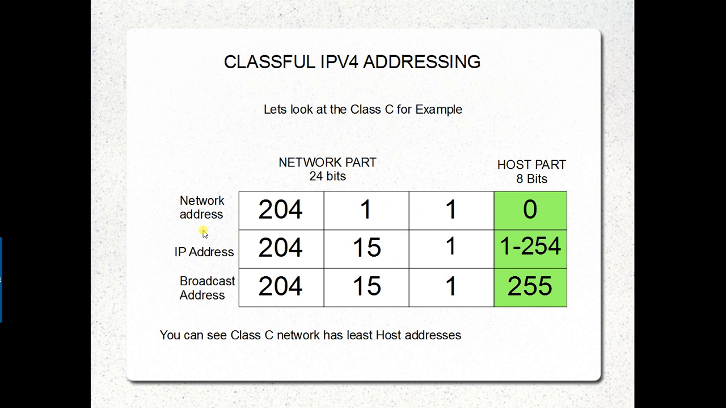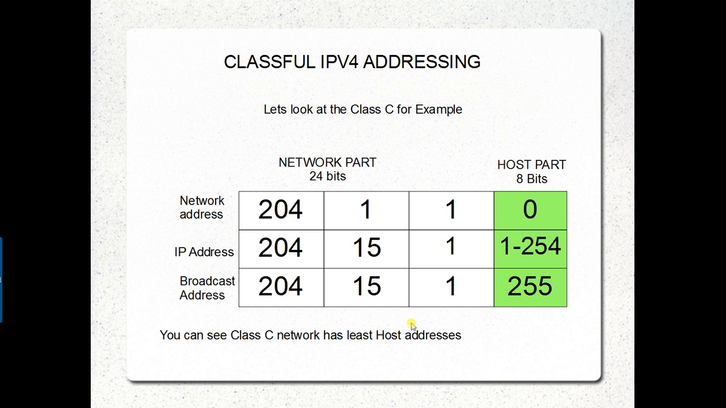So you can see here, if we just pick one of the Class C networks, like 204.1.1, the lowest one, 0, is the network address, and the highest one, 255, is the broadcast address. Everything within those can be used for an IP address, which gives us the range of 1 to 254. Okay, so this one is a little easier to see. If you do 2 to the 8 minus 2, that'll show you how many IP addresses you have.